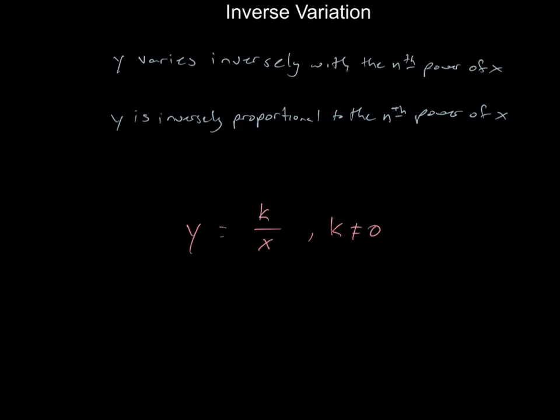Now we have an inverse variation. Again, the ways that you can say it: y varies inversely with the nth power of x, or y is inversely proportional to the nth power of x. What that means is that y is going to equal k divided by x to the n power, where k does not equal 0. So when you're dealing with a direct variation, it's going to be k times x to the n. When we're dealing with an inverse variation, it's k over x to the n.